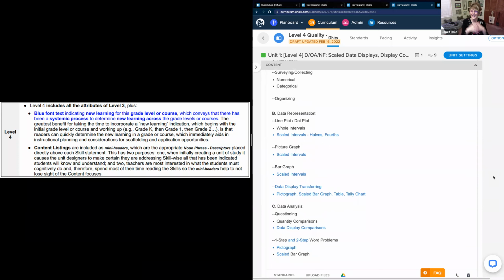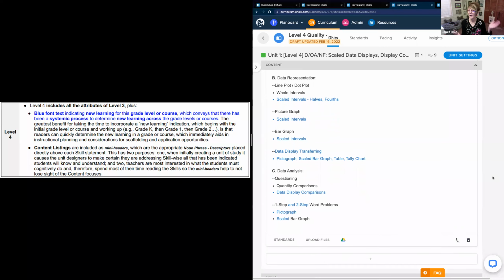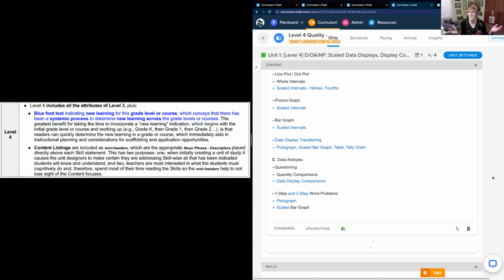This whole idea of a scaled interval, right? And we're letting you even know. And also brand new in data representation is this idea of the data transfer. So you have to be aware of that. But now if you scroll down, you'll see, oh my gosh, 2-step word problems. Never had that before, right? So again, as a teacher, extremely helpful.